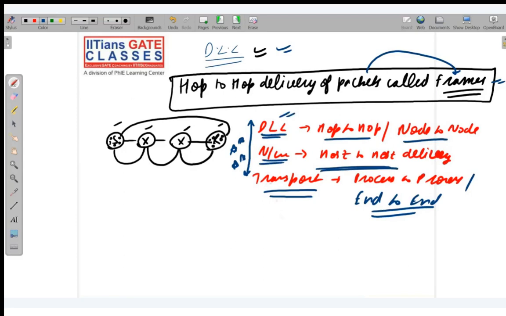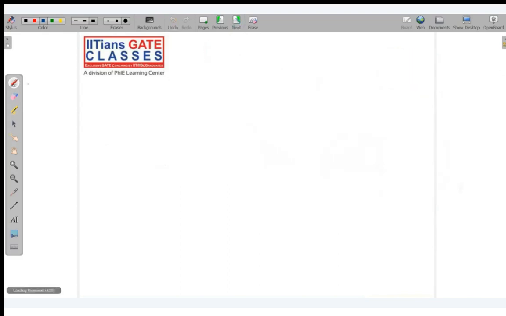This is the basic functionality of the data link layer, and now we will study the functions, what functions the data link layer is doing. You can take the snapshot, I will jump to the next slide. Done, sir. Okay.